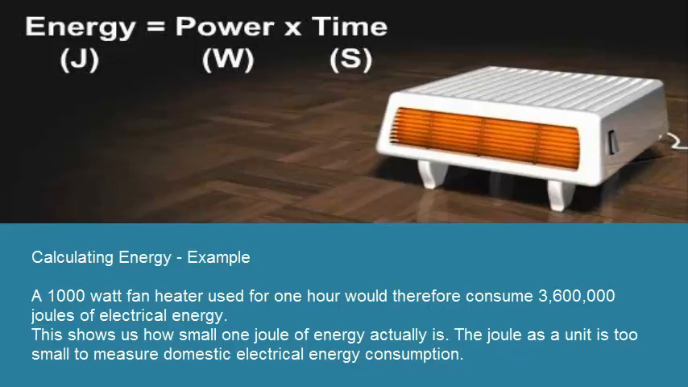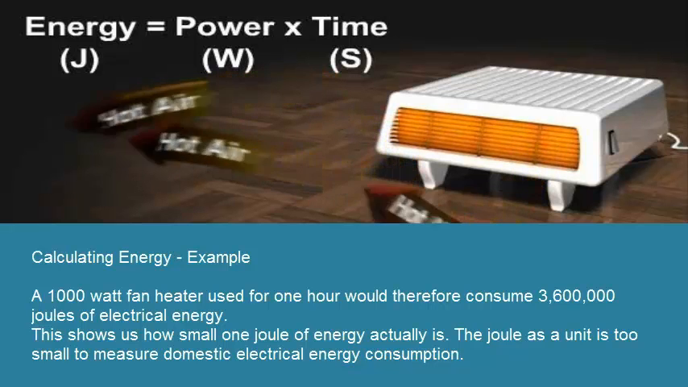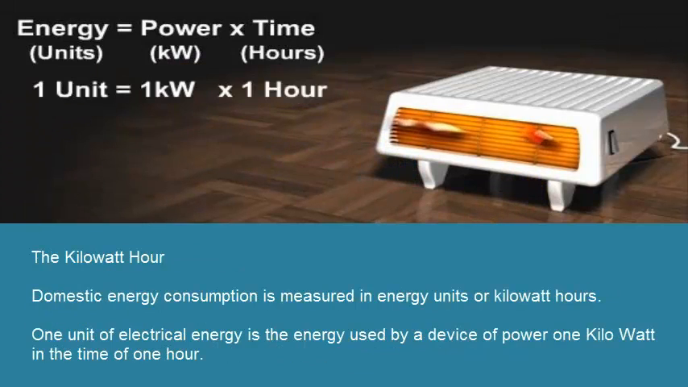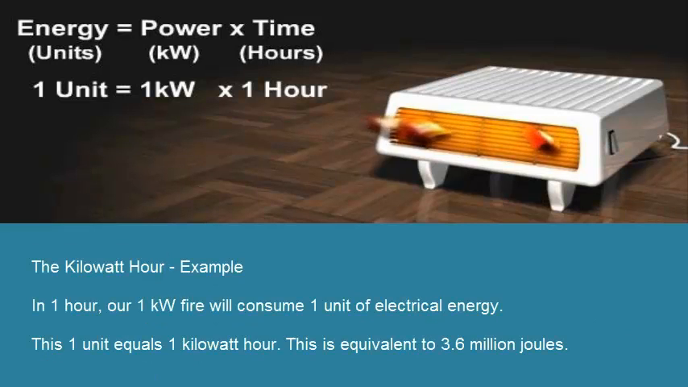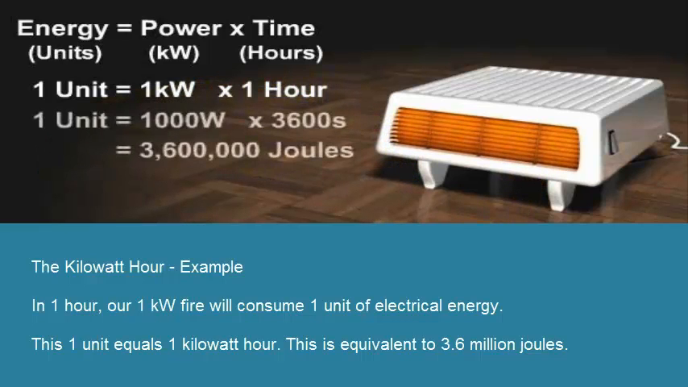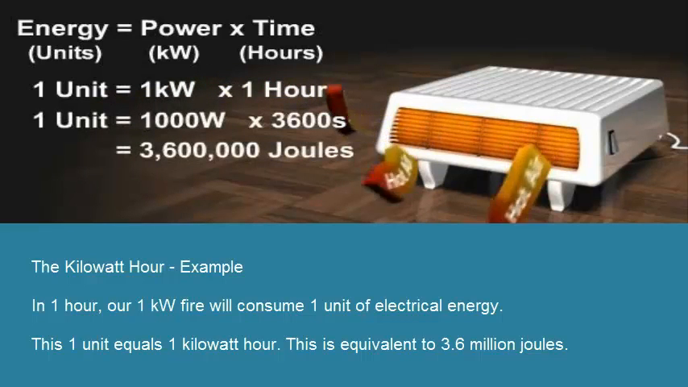The joule as a unit is too small to measure domestic electrical energy consumption. Domestic energy consumption is measured in energy units or kilowatt hours. 1 unit of electrical energy is the energy used by a device of power 1 kilowatt in the time of 1 hour. In 1 hour, our 1 kilowatt fire will consume 1 unit of electrical energy. This 1 unit equals 1 kilowatt hour. This is equivalent to 3.6 million joules.